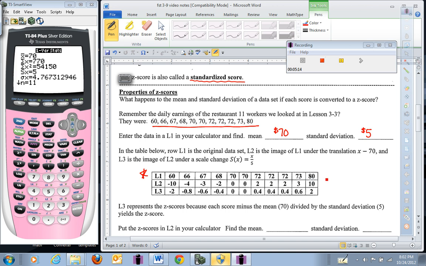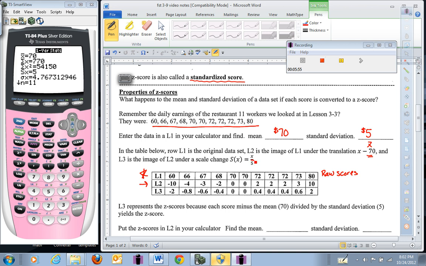Okay, so in this table below right here, this is showing you that L1, these are the salaries. So these would be the raw scores or raw salaries. In list number 2, L2 of my table, I took the image of those subtracting off 70. I'm going to subtract off the mean. So 60 minus 70 was negative 10, 66 minus 70 was negative 4, and so on until this person who has 80 is 10 above the mean. Then L3 is the image of L2 under a scale change of x divided by 5.